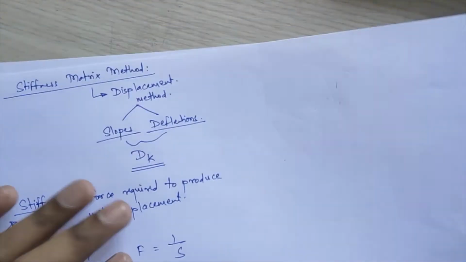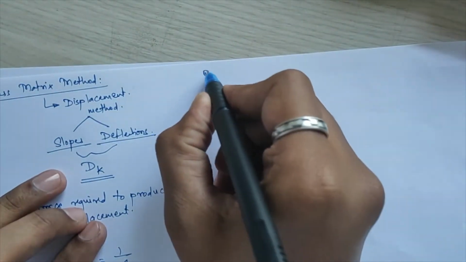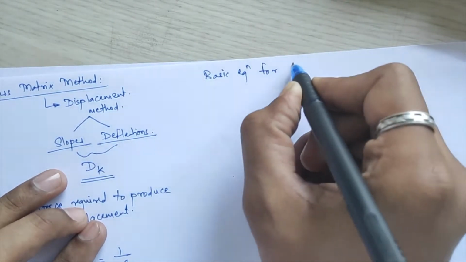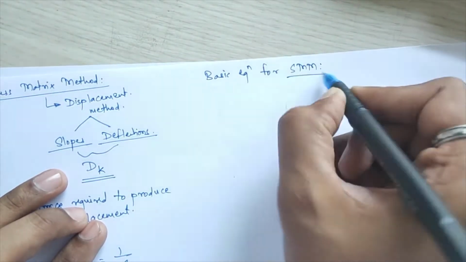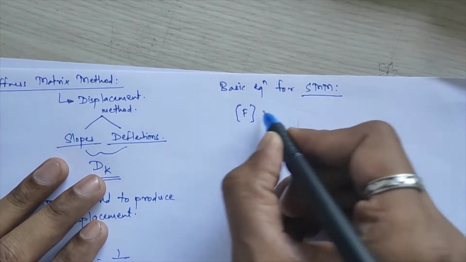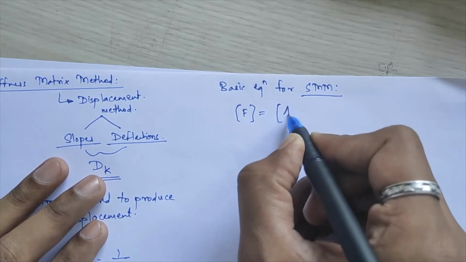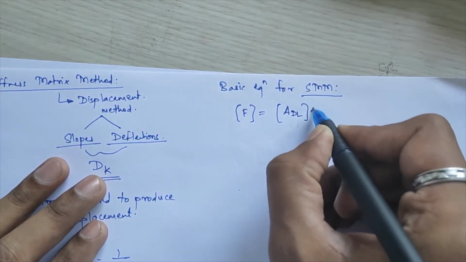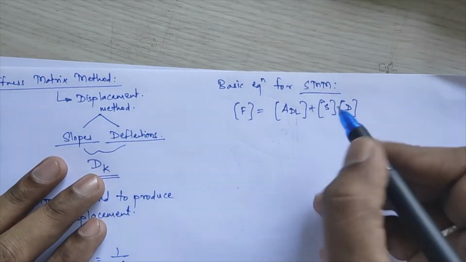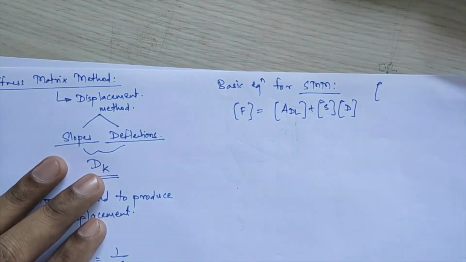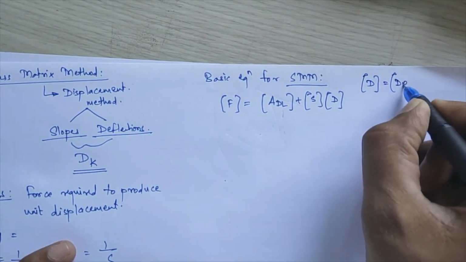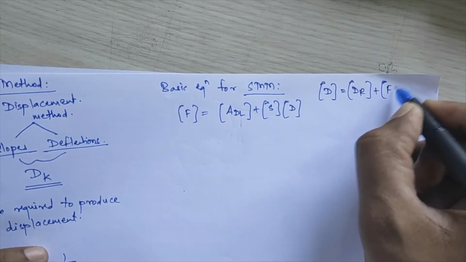Now we will see the basic equation for the stiffness matrix method. The basic equation for SMM I'll write: the force produced F is equal to AD L plus S times D. Like our flexibility matrix method was what? That was D is equal to D R plus F into R.